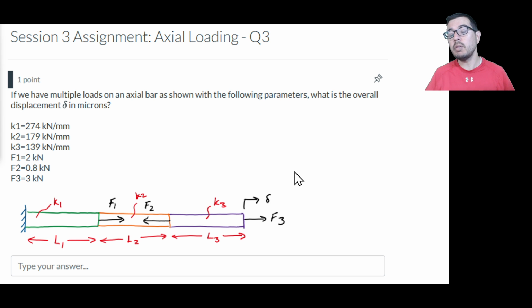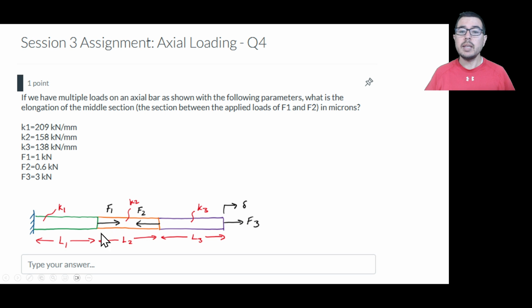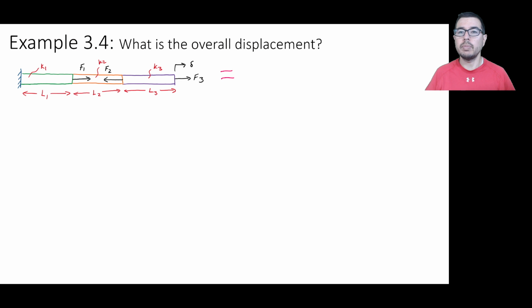In the second question, we're going to look at the same system with 3 sections, same bar, and instead we're going to ask ourselves and answer the question of what is the elongation of the middle section, so this section between forces F1 and F2. Well, let's go ahead and get started on the first question.